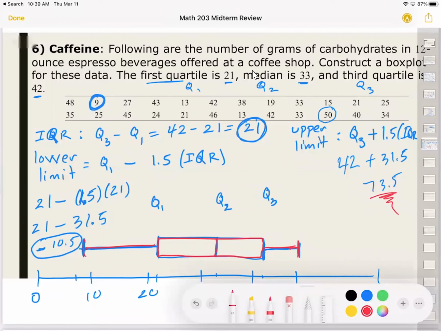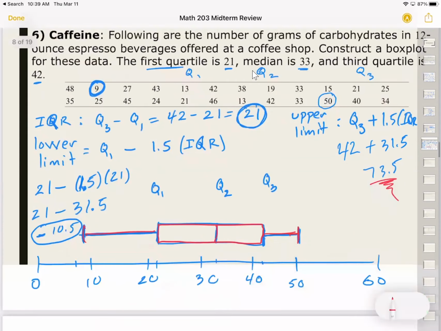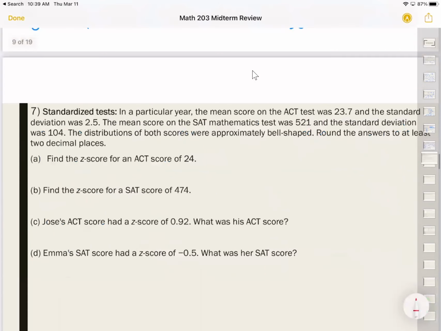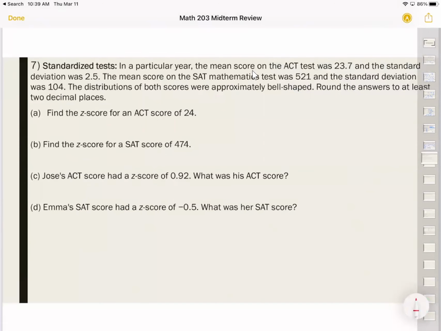Okay. So any question with this IQR, any question with this box plot? Let's do this item and then we will see what we have. So this one, go back to chapter 3 again. Find the z-score for the ACT score.